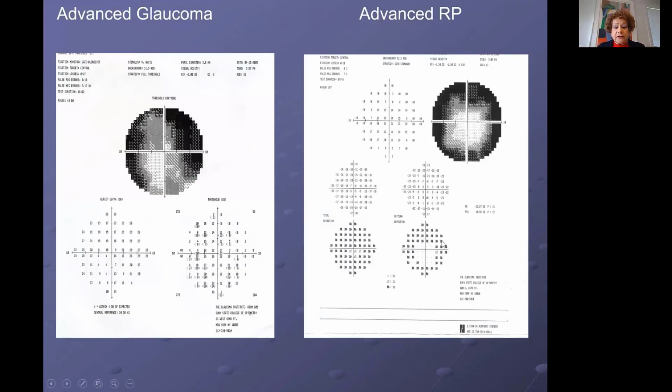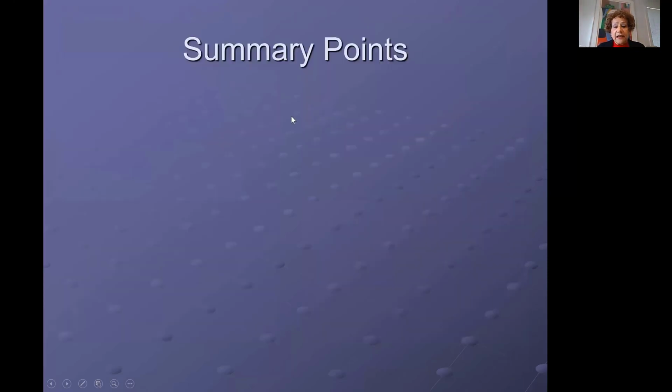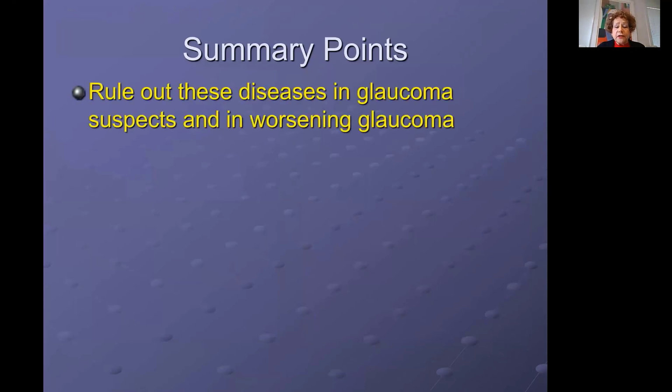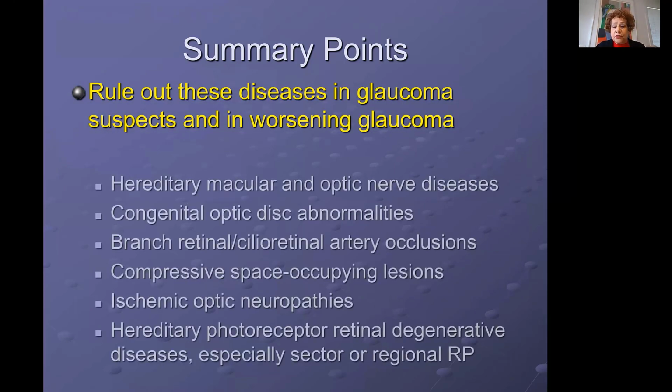This is just an example of peripheral field constriction in a patient with retinitis pigmentosa on the right and advanced glaucoma on the left. I think you can appreciate that they do look different. In RP, the field constricts equally on all sides, and in glaucoma, you're left with the temporal islands that remain, and the rest of the field is constricted. As the nasal rim tissue perseveres, you're going to have some temporal islands, and that's a clear difference between those two fields. So in summary, you want to rule out these diseases in glaucoma suspects and in patients who you think may be having worsening glaucoma.